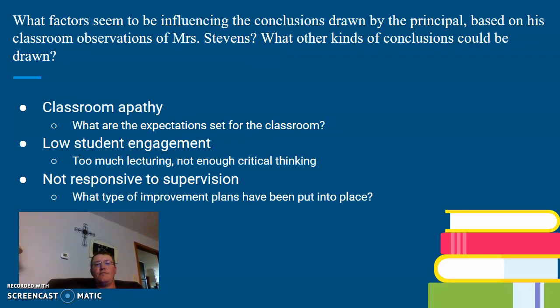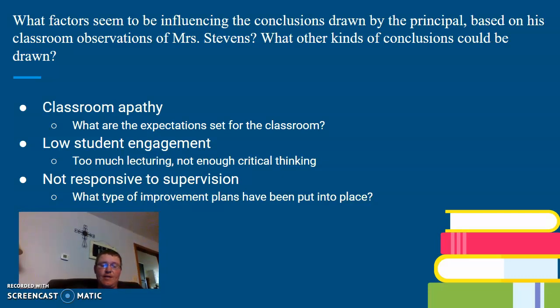What factors seem to be influencing the conclusions drawn by the principal based on his observations of Mrs. Stevens? The first things that we see here are classroom apathy. The next things we see are low student engagement. And the final thing that he lists on his documentation is not responsive to supervision. The conclusions that can be drawn from here.